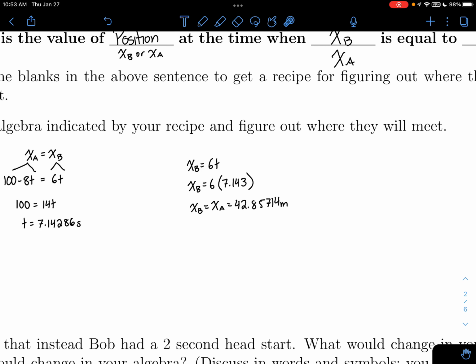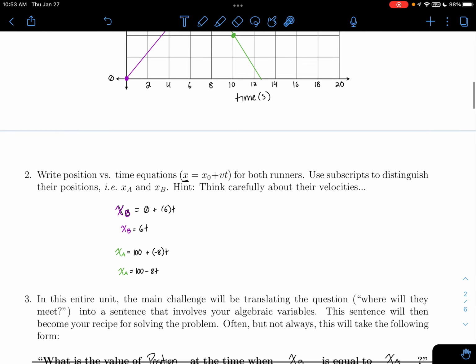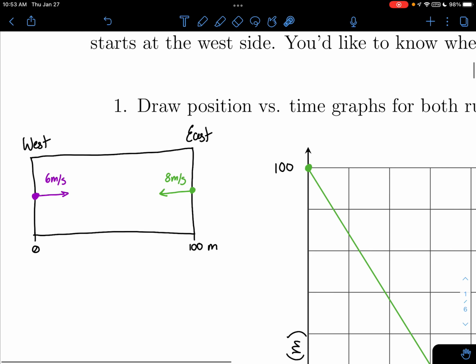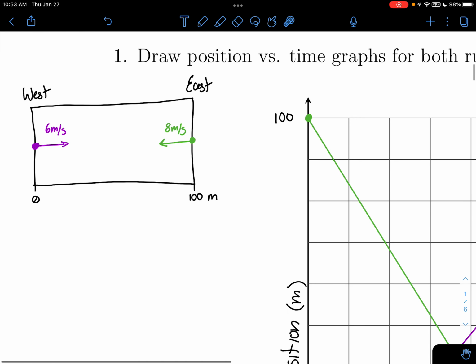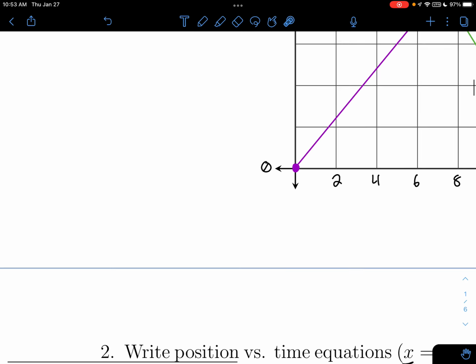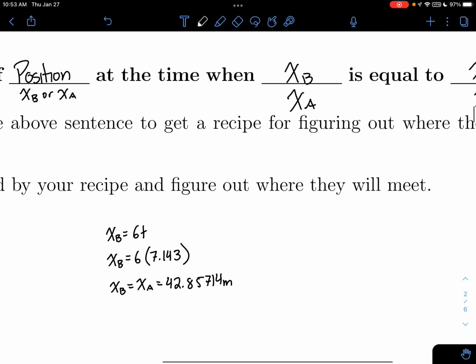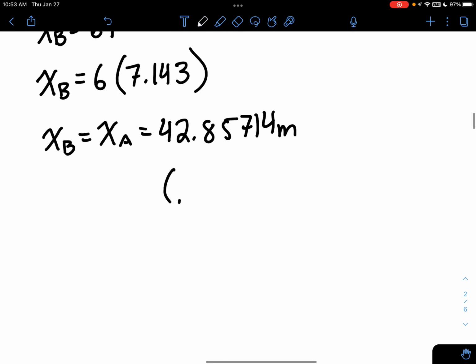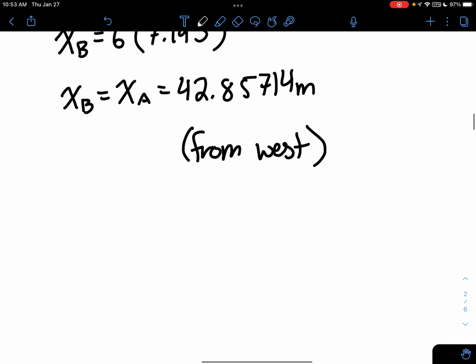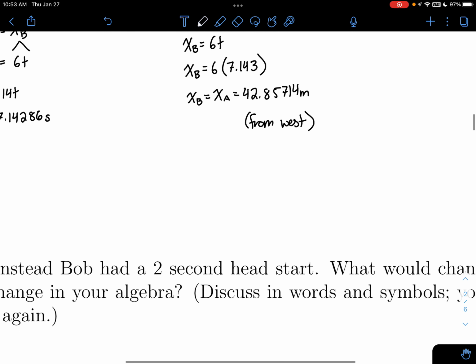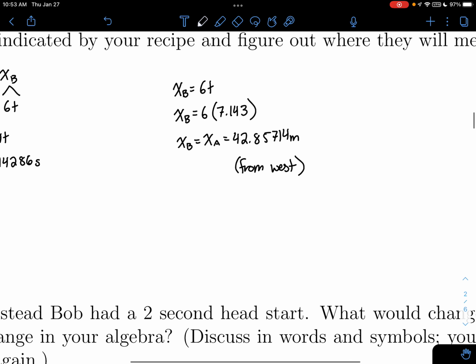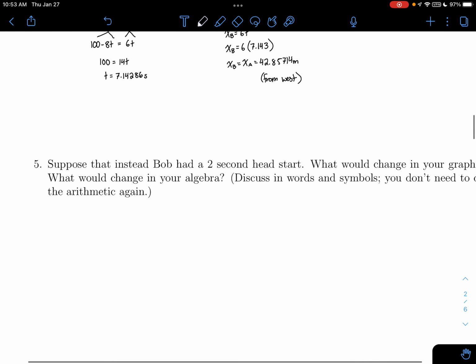But we also want to make sure that we keep it consistent with how we described it originally. So based on what we just solved for, this 42 meters is going to be 42 meters from our zero, 42 meters from the west side of the field, right? 42 meters from west. Right, wonderful. And obviously it's 100 minus that to find the distance from the east, right?